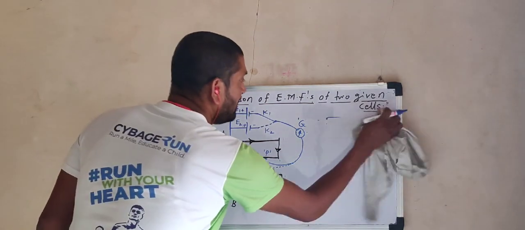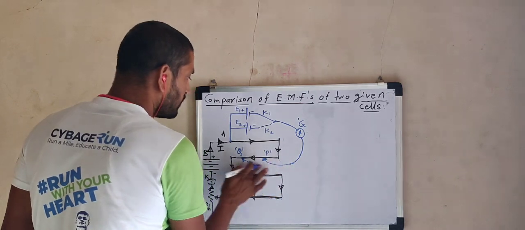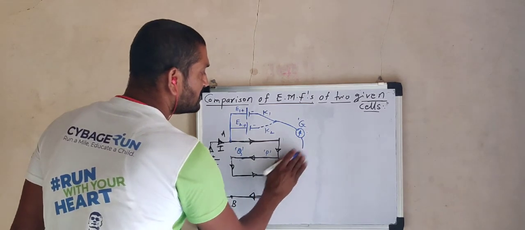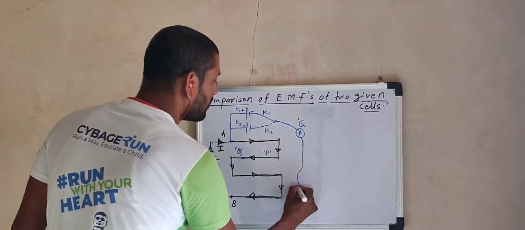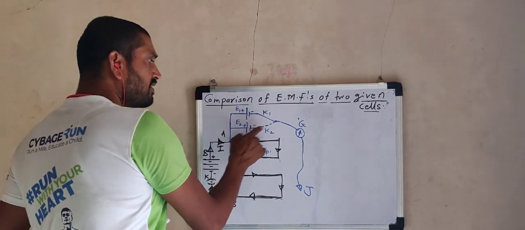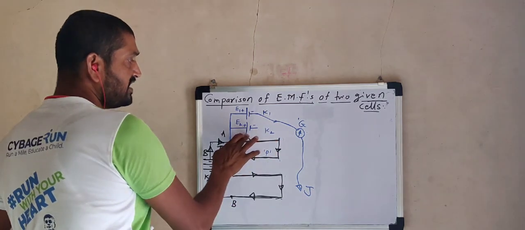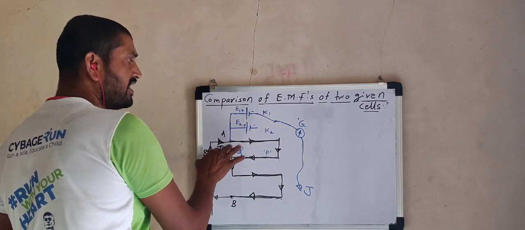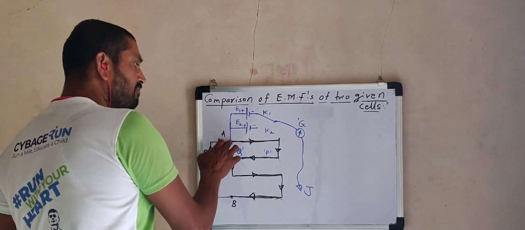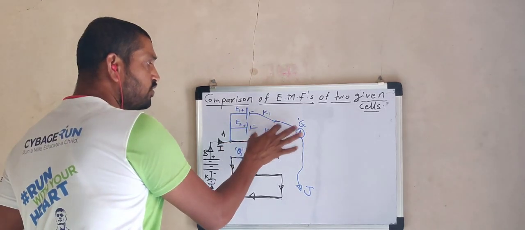Now the second terminal of this galvanometer, see here, is connected to a sliding key, also called a jockey. You just imagine, this is a sliding key or jockey. Now this is the second cell shown. This is key K2, which is kept open. When key K2 is open, the second cell of EMF E2 is also connected in a similar fashion. The positive terminal is connected to the same point to which the positive of the main battery is connected. The negative terminal is connected to key K2. Now key K2 is open.